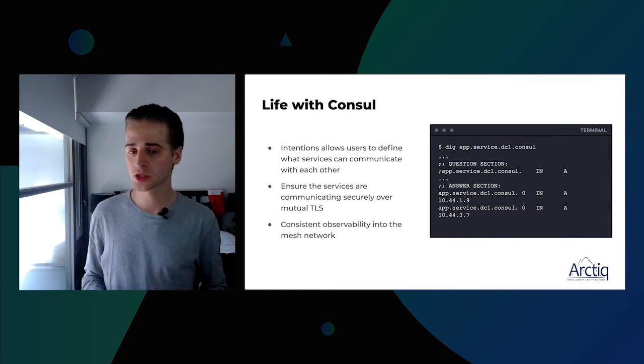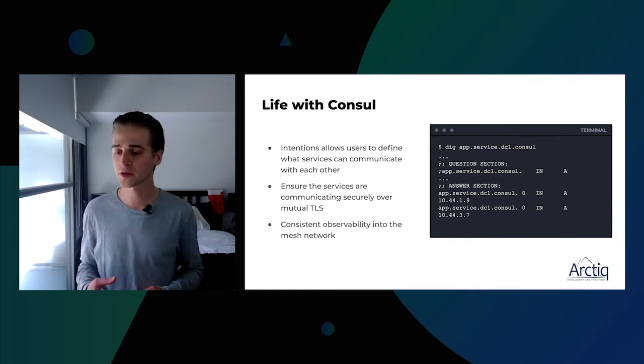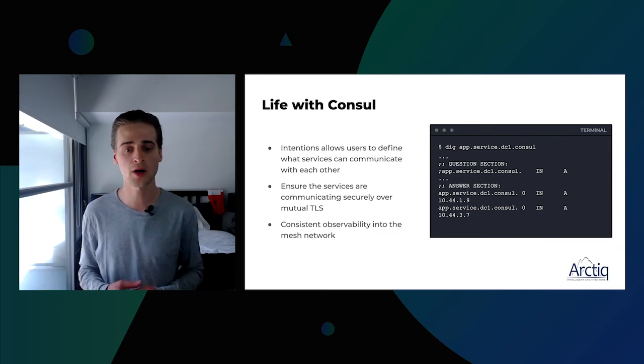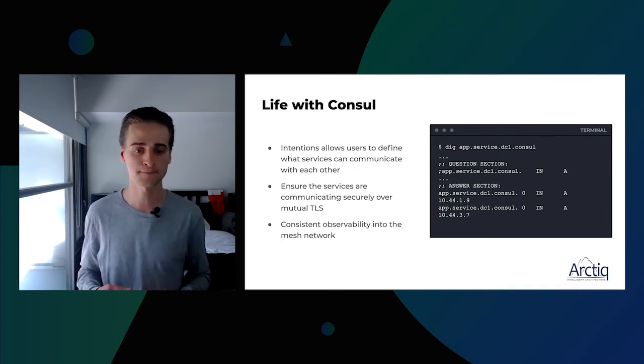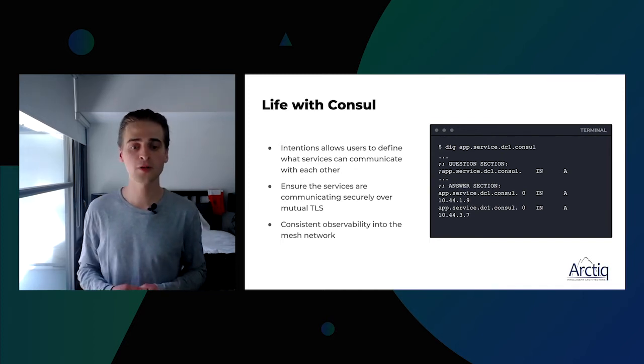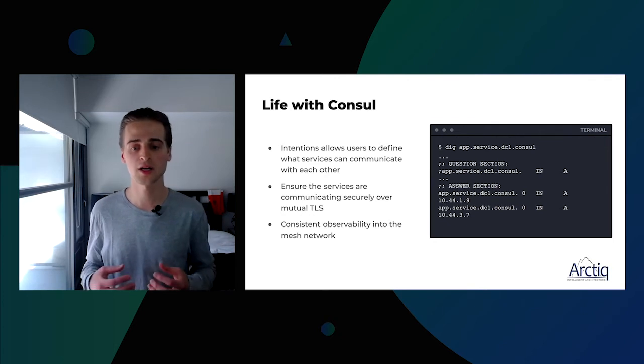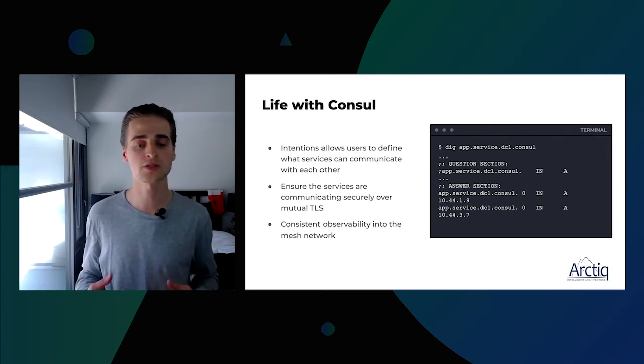Second thing is communication over mutual TLS, and this is often thrown in the conversation when service mesh is brought up. What this allows is the ability to enforce that any services that communicate are doing so in a secure way. The final point is observability into the mesh, and I've hinted on this throughout the previous slides.